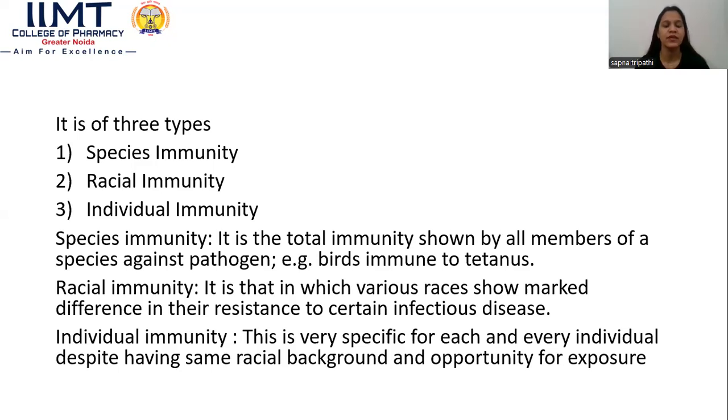species immunity, racial immunity, and individual immunity. Species immunity is shown by all members of a species against a pathogen. For example, birds are immune to tetanus. Next one is racial immunity. Races show marked differences in their resistance to certain infectious diseases. And the third one is individual immunity. This is very specific for each and every individual, despite having the same racial background and opportunity for exposure.